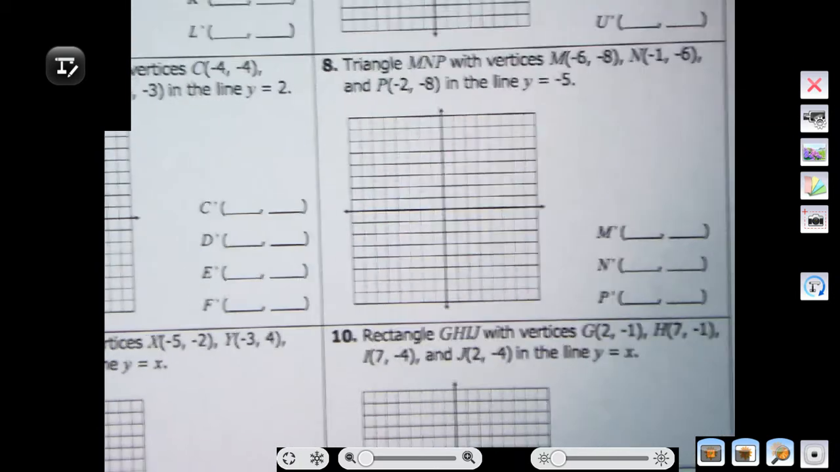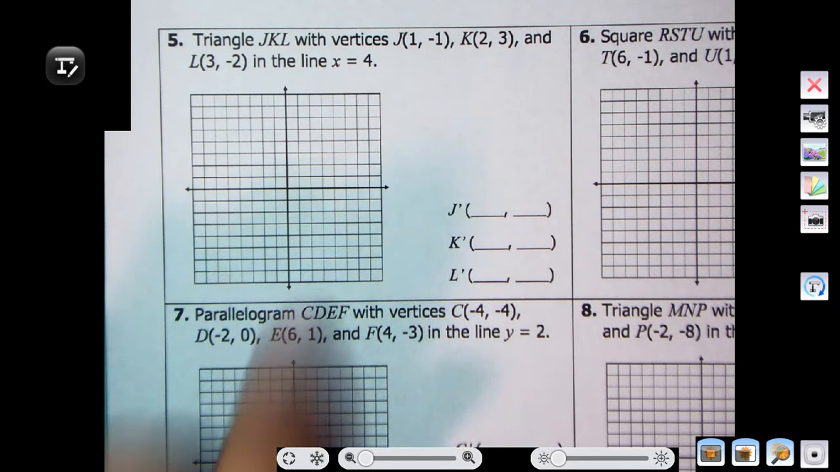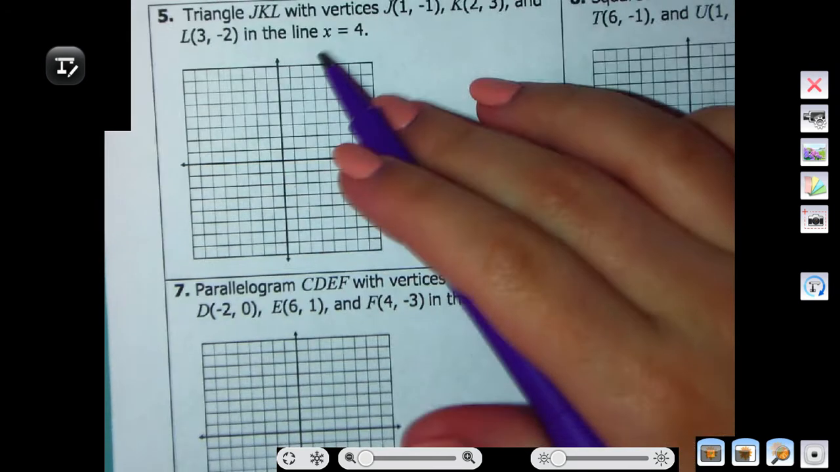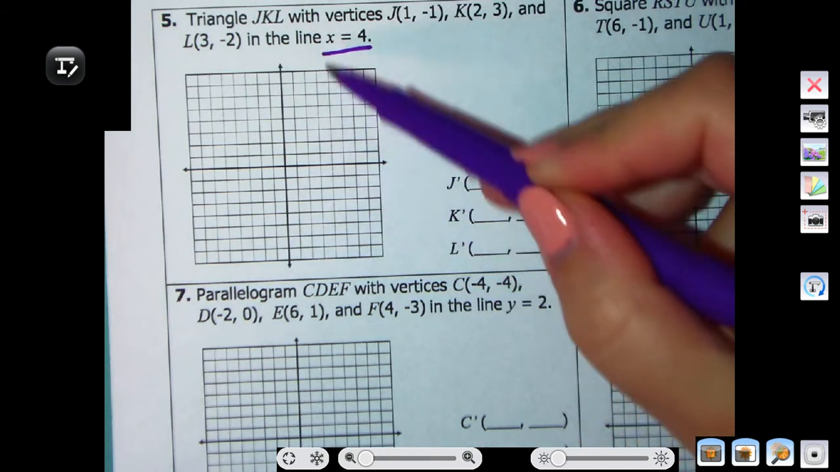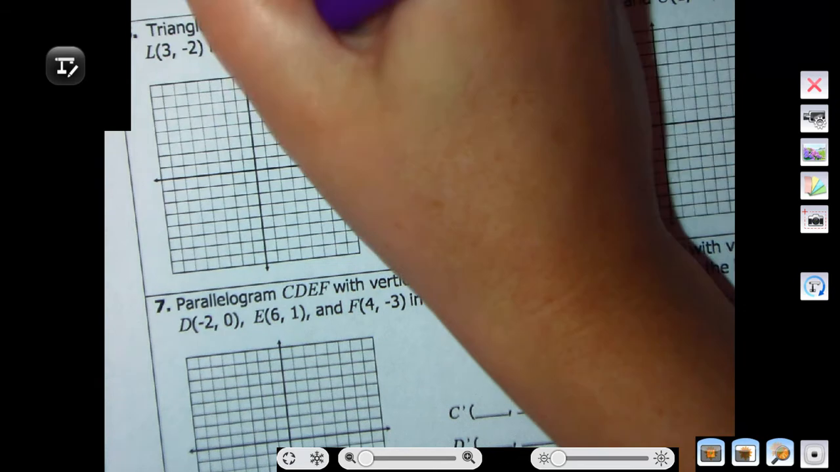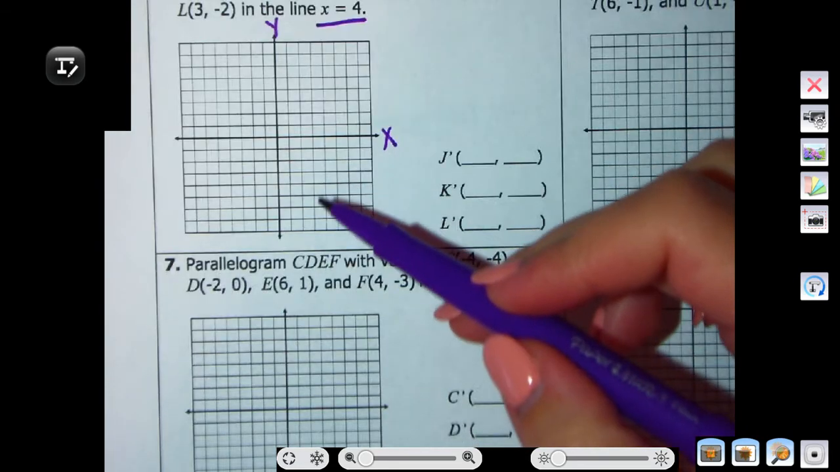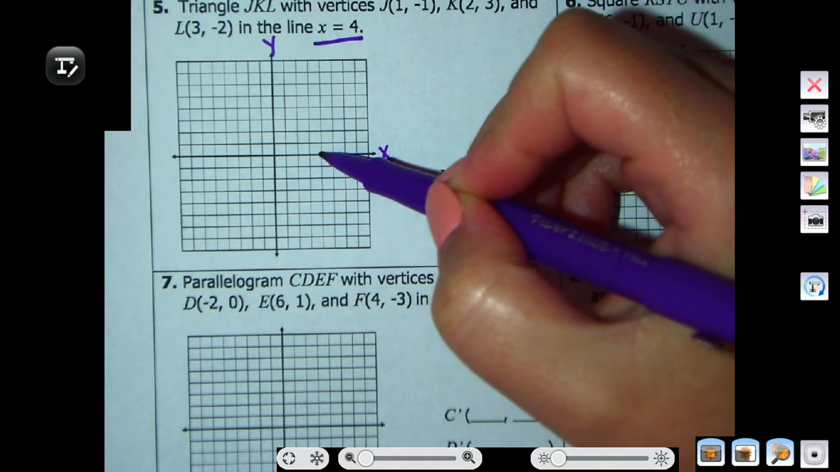Okay, so I want to show you number 5, where we're going to be reflecting the triangle over the line x equals 4. So that's not the x-axis, that's not the y-axis, that's a whole separate line. The first thing I'm going to do is plot that line for you. When you have x equals 4, we're basically looking at the grid line of 4. So you see how you have all these grid lines, right? You're looking for the one at x equals 4. So you go on your x-axis and you go to 1, 2, 3, 4.